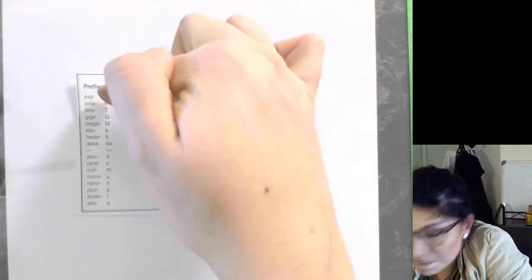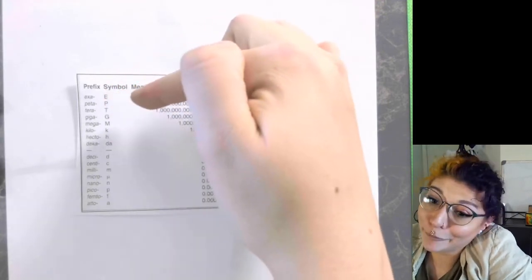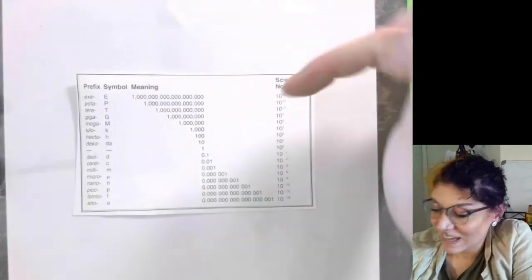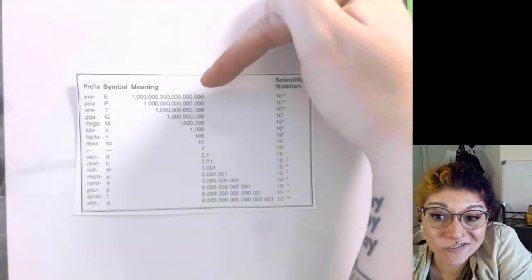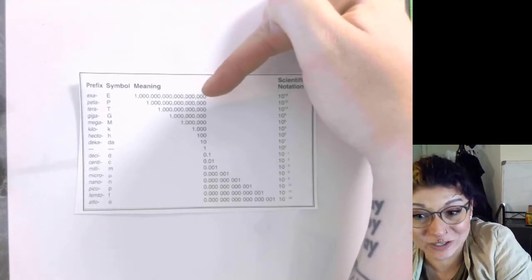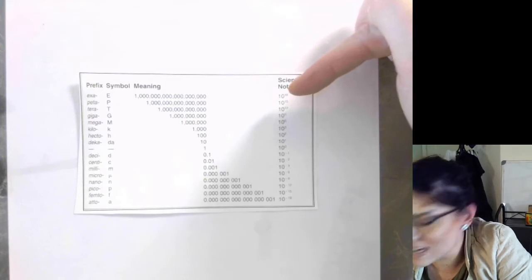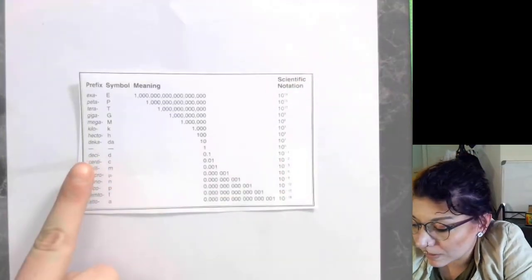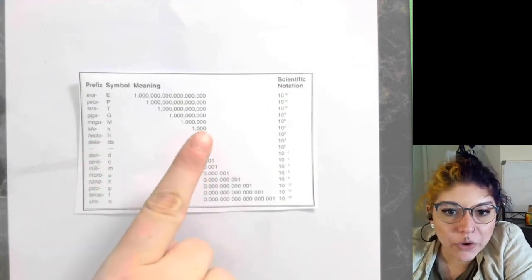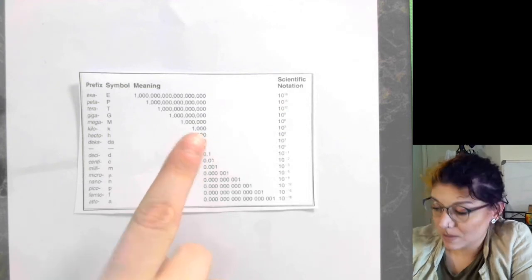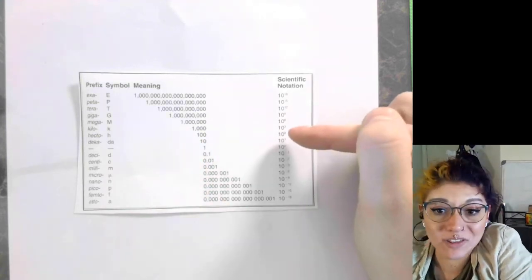So for example, if we look up here, one of the ones you don't have to memorize is exa, capital letter E. It means that your number, your measurement, your calculation has this big of a magnitude, 10 to the 18. If we look at kilo, K, it has a magnitude of 1,000. And in scientific notation, that's 10 to the 3.